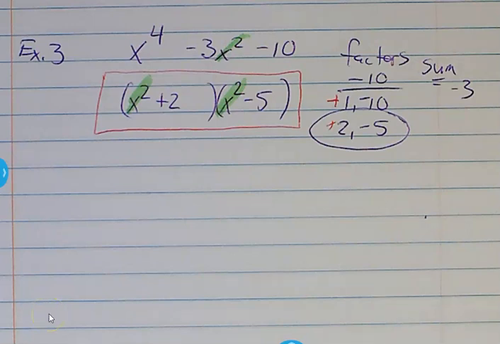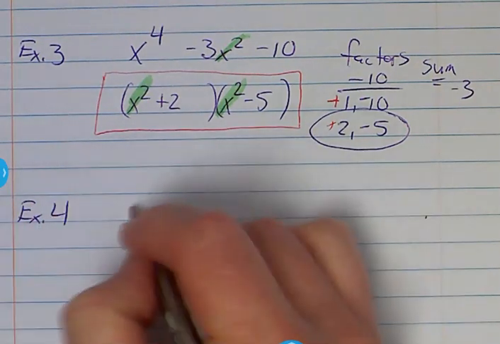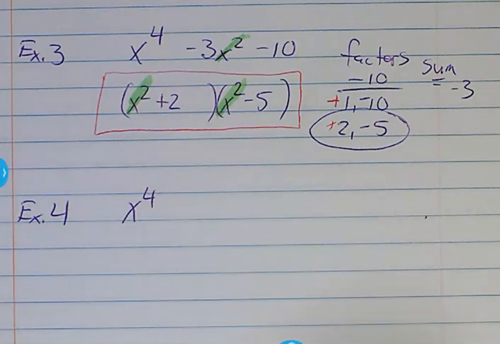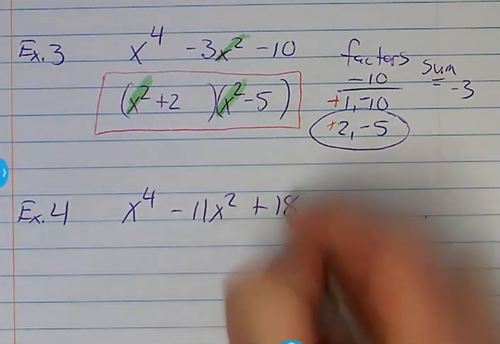Okay, so same thing on this one, where we're going to have the same setup here, but just a different kind of look at it. So we're going to do x to the fourth. Let's do minus 11x squared plus 18.